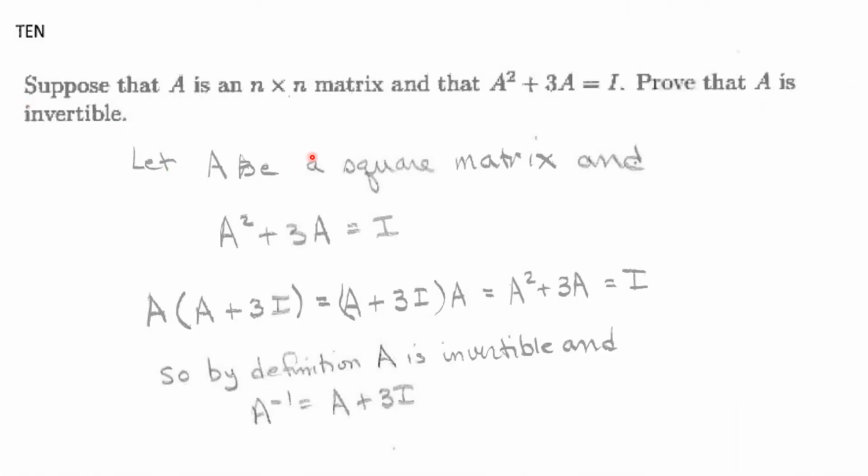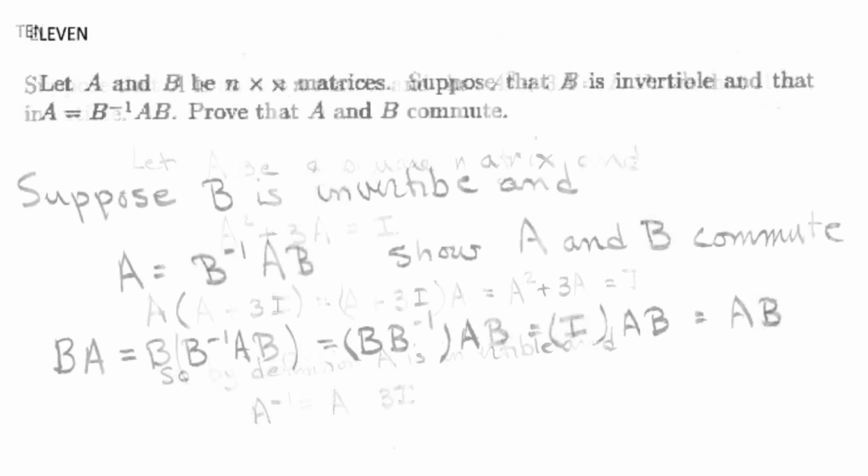Number 10, suppose that A is an n by n matrix, another proof, and that A squared plus 3A is equal to I. Prove that A is invertible. Well, we can factor A out of the left side, or we could factor A out on the right side. So if we take A times this matrix, or this matrix times A, we will get the identity. So by definition, A is invertible, and in fact, this is what the inverse is.